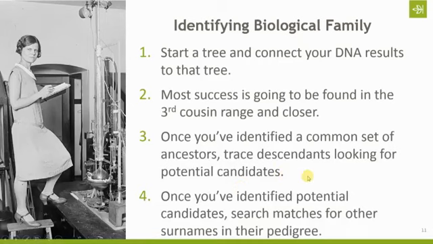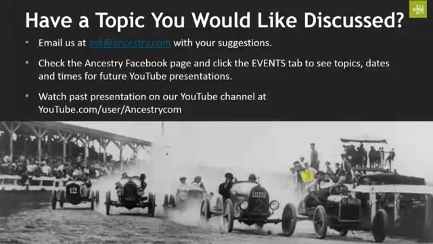And then, of course, once you've identified those potential candidates, you want to trace their pedigree and then search your matches for other people with those same surnames to give you some higher degree of confidence that this is really a potential candidate. And then you can contact that person or that person's children or siblings to see if they would be willing to test to get you closer to the information that you're looking for.